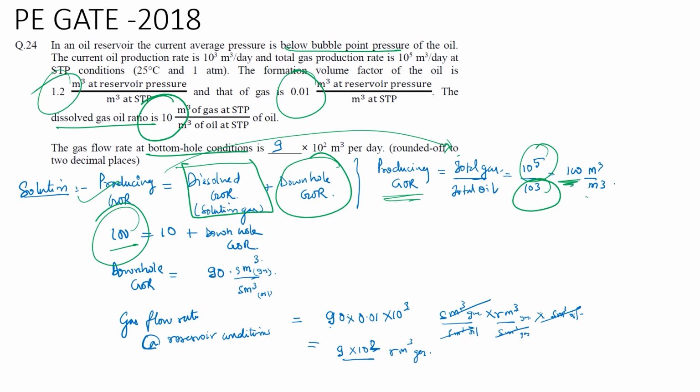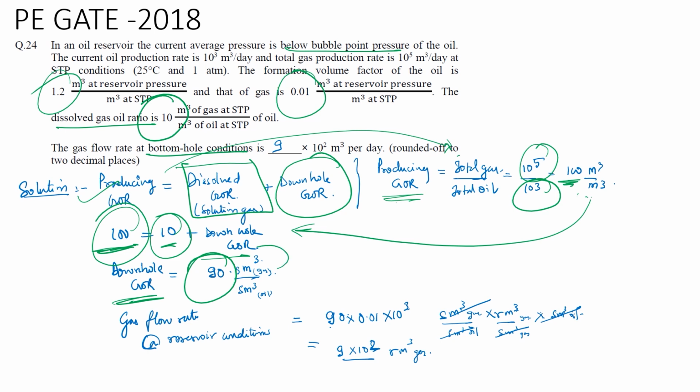So I found the producing GOR as 100 and placed it in the equation. 100 equals 10 plus downhole GOR. 10 is given, my dissolved GOR is already given in the question. So my downhole GOR is 90 standard meter cube of gas per standard meter cube of oil. But since we have to find the gas flow rate at bottom hole condition, I multiply by 0.01, that is my gas FVF, and I multiply by my oil at the surface. On doing that I will get my answer as 9 into 10⁵ reservoir meter cube of gas.